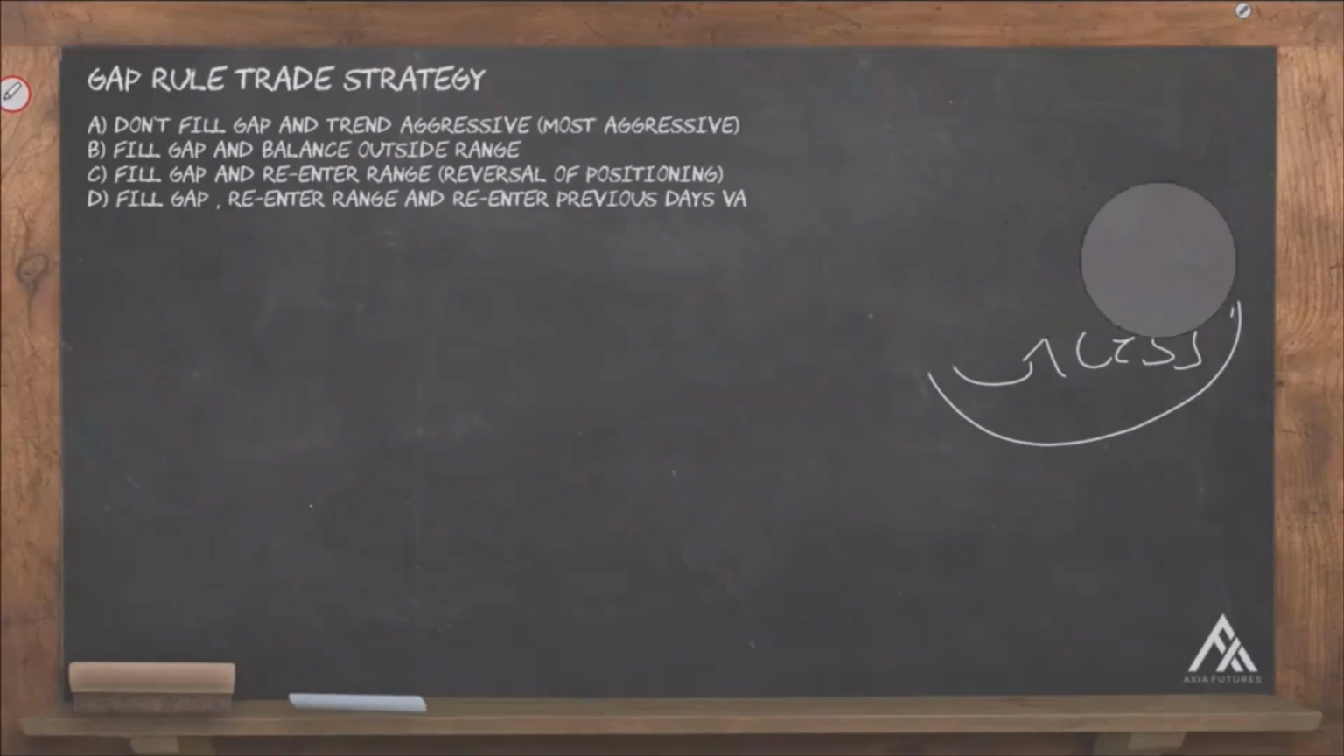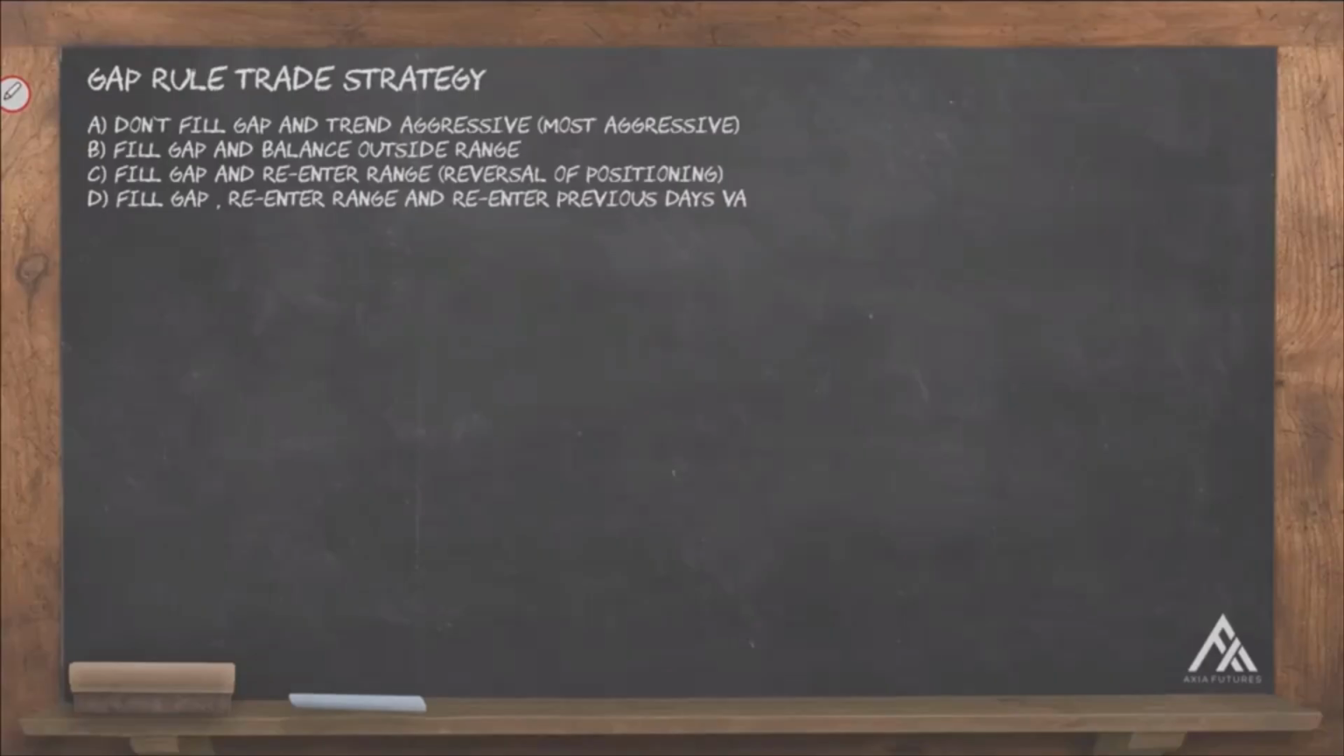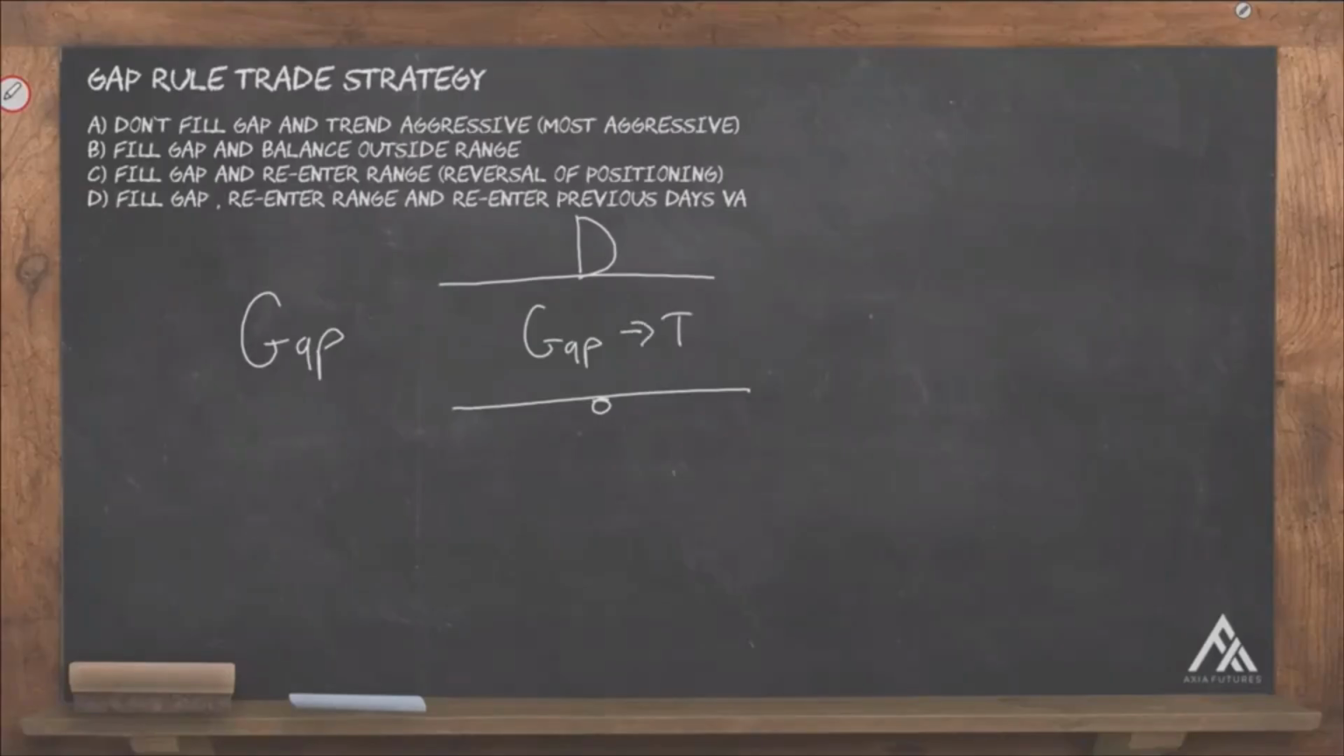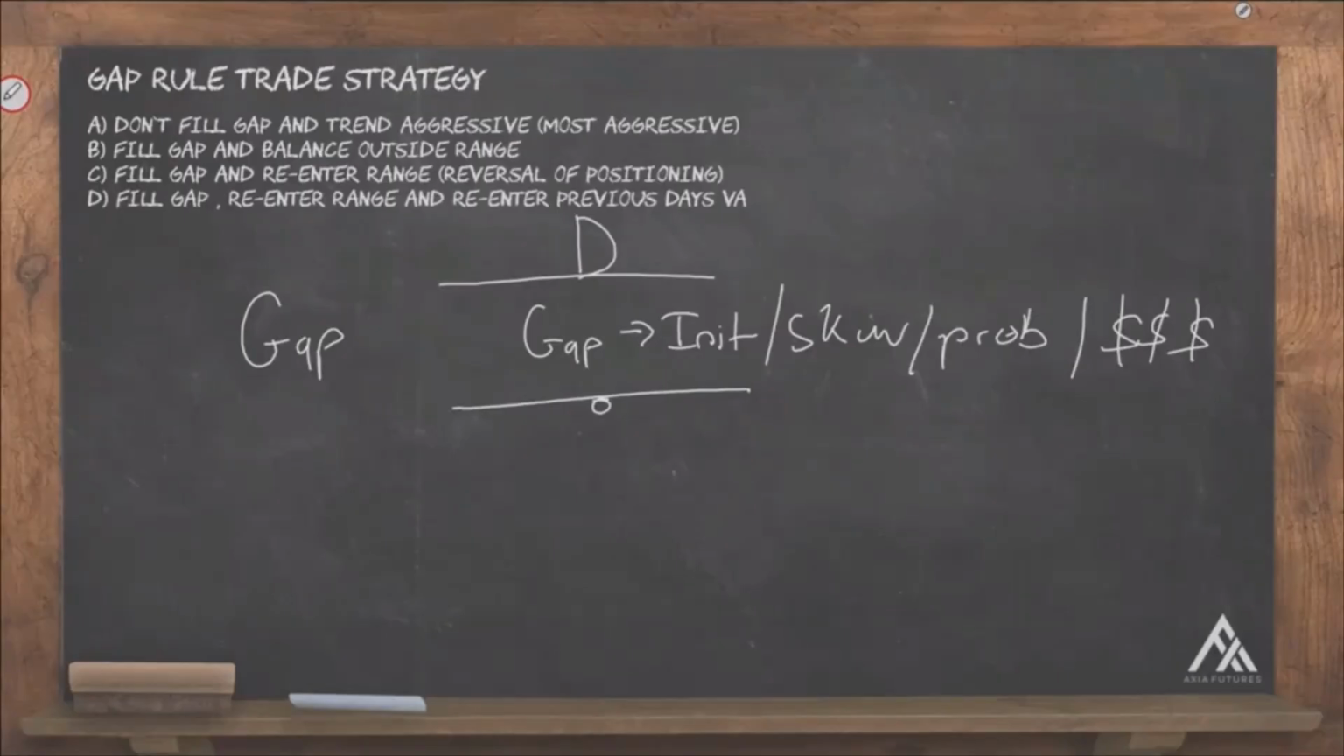Now, the play is very simple. Okay? We want to interpret whether or not the gap holds. Now, as a rule of thumb, always remember, if the gap holds in the market, so let's say that's our previous day's low, and let's say this is the previous day's opening price. Now, this gap effectively tells us there's initiative, or potential for initiative, or skew, or probability. So straight away, you should see gap, you should see something like maybe dollar signs, because that's what a gap means. A gap means there is potential for opportunity and probability in the market.